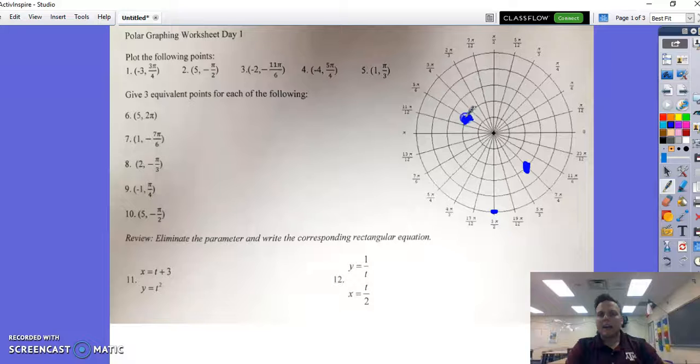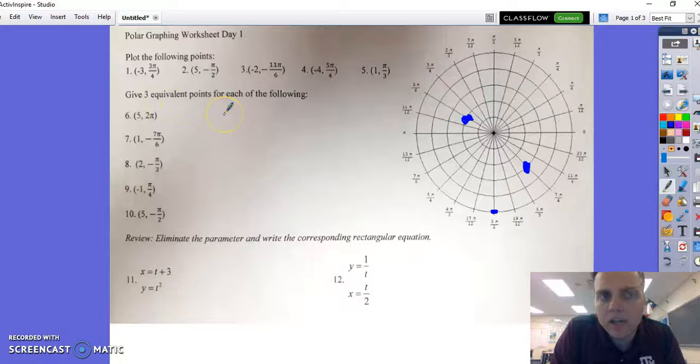Sorry, I'm really bad at making points. But that's where you're going to land. So there you go. Alright, so that's how you can do these first 3. Alright, let's look at this one. Give 3 equivalent points for each of the following.